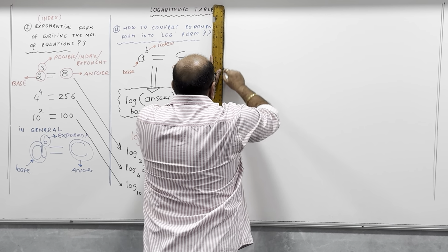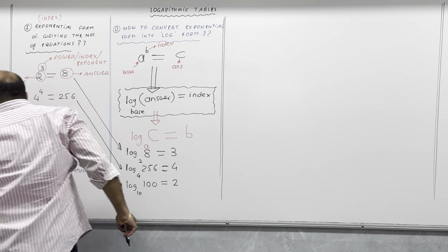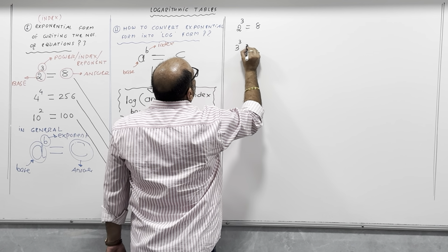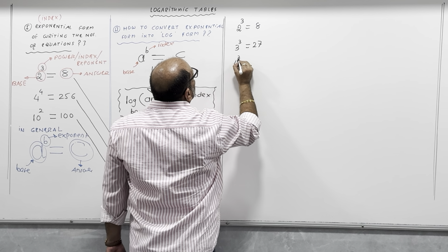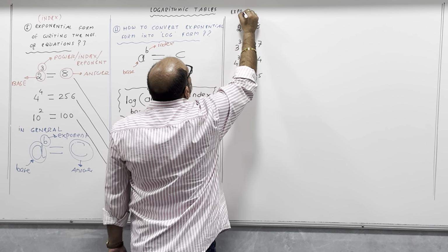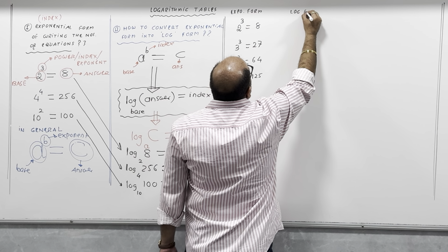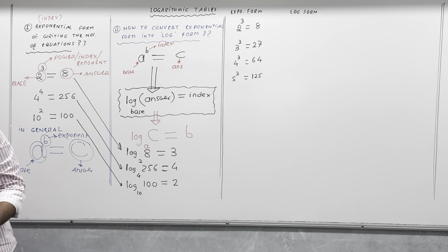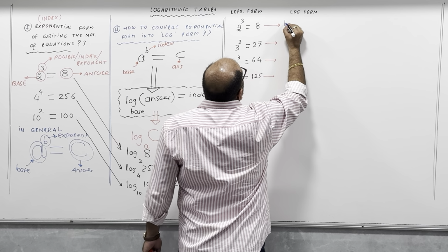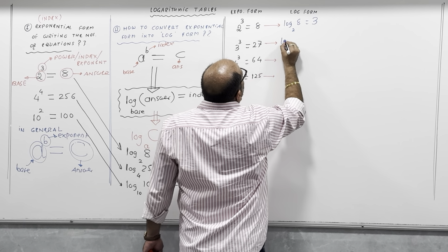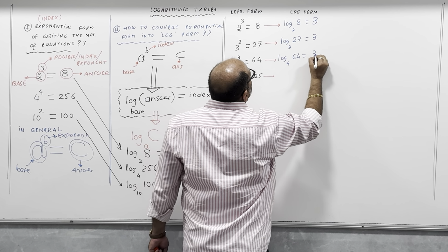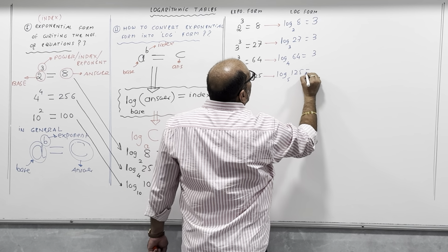Now, very important thing is, if you see this very carefully, I am writing 2 cube is 8. I am writing 3 cube is 27. I am writing 4 cube as 64. I am writing 5 cube as 125. Are they all exponential forms? Right? If I switch over to logarithmic form, then what are my answers? My first answer is respectively these. Check. Are they? Log of answer to the base is index. Log of answer 27 to the base 3 is 3. Log of answer, that is 64 to the base 4 is 3. Log of answer, that is 125 to the base 5 is 3.